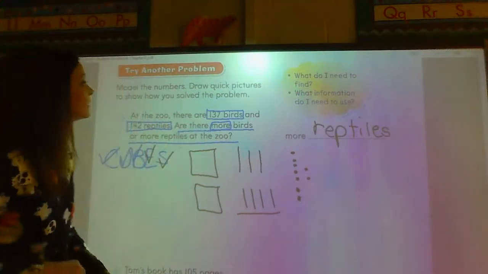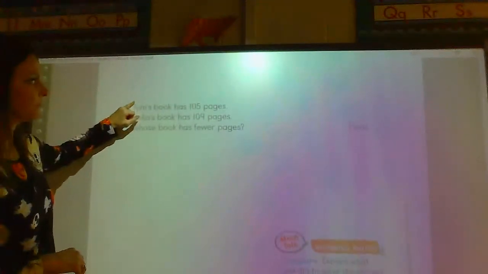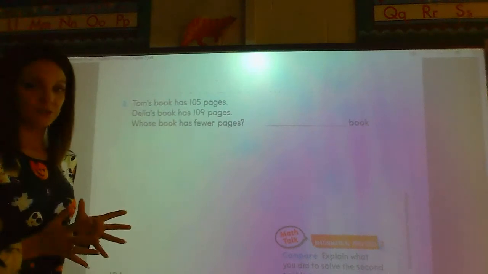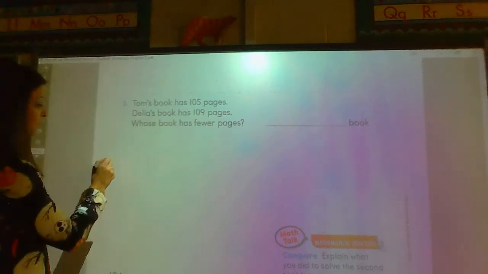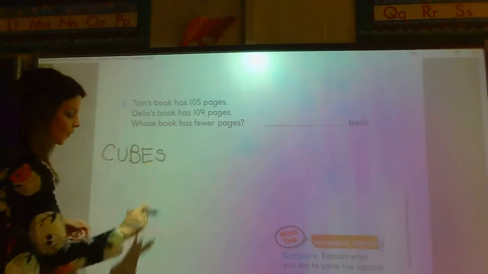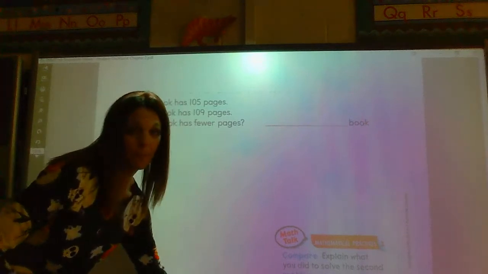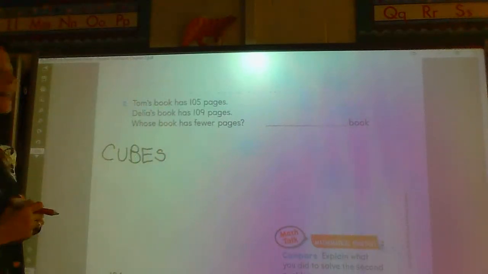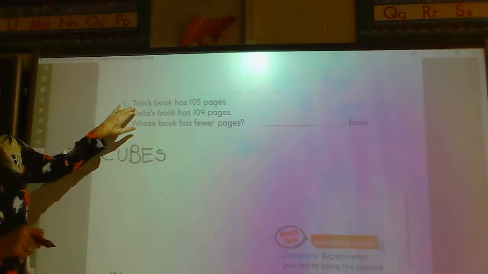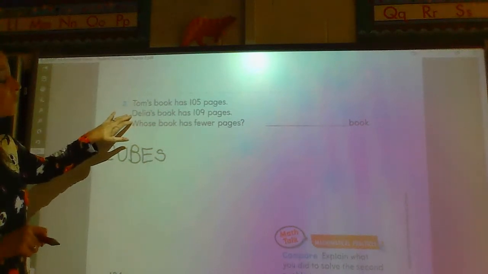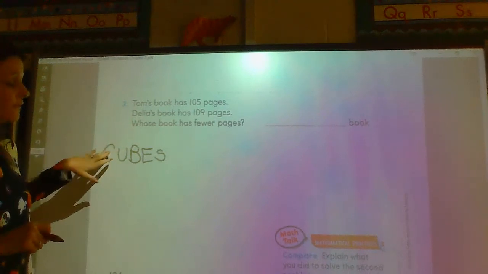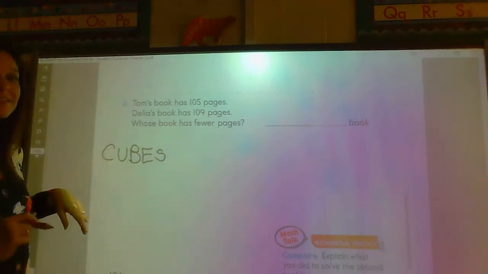Now, let's take a look at number 2. I see another word problem. Our first job, write down cubes. What's our first step in cubes? Carefully read our problem 2 times, so let's do it. Tom's book has 105 pages. Delia's book has 109 pages. Whose book has fewer pages? There's our first read. Let's read it again together.